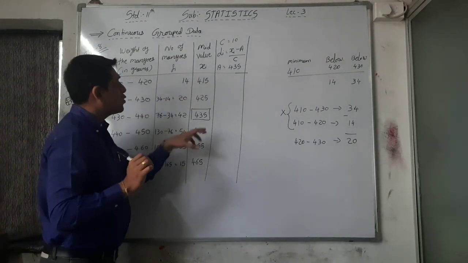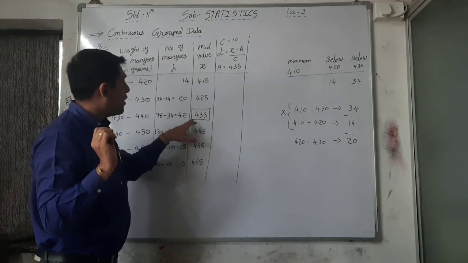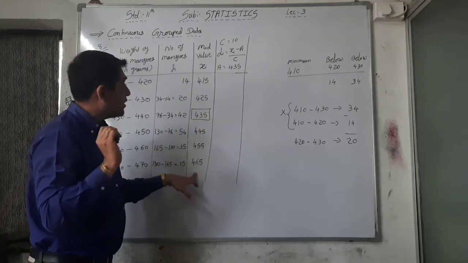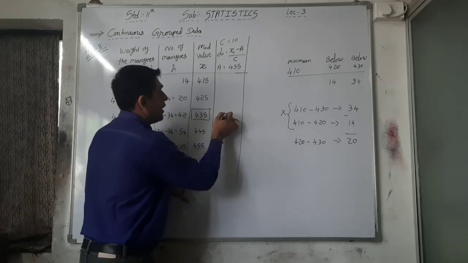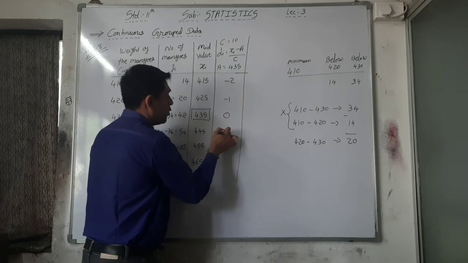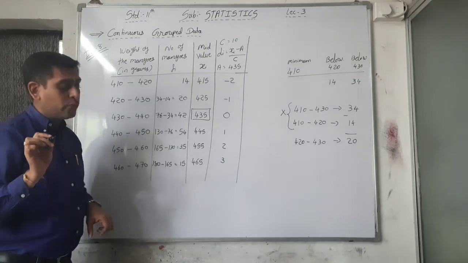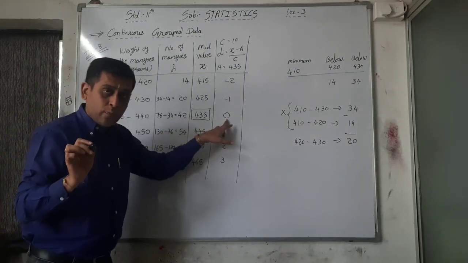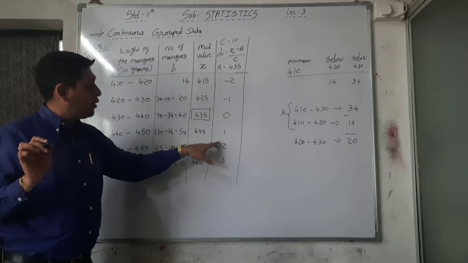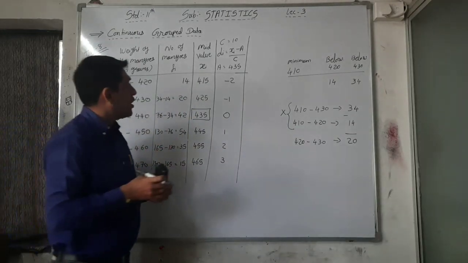So I told you in my last sum that whenever you are assuming a mean and all the class intervals are equal, you just have to write 0 in front of the assumed one, then minus 1, minus 2 in the upper classes, and 1, 2 and 3 in the next ones. Whatever you assume, you write 0 in front of it. So it is easy to calculate. It is your shortcut.